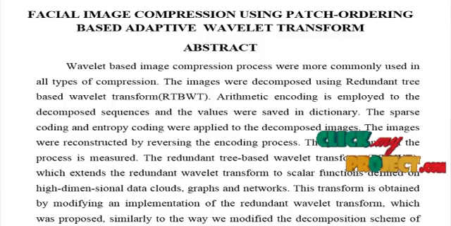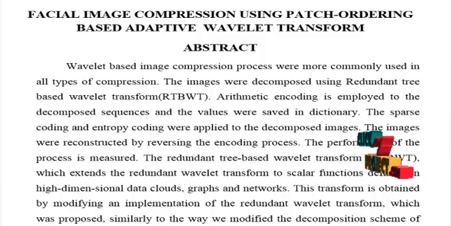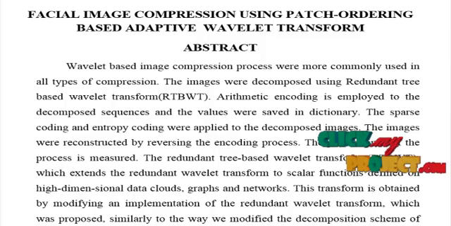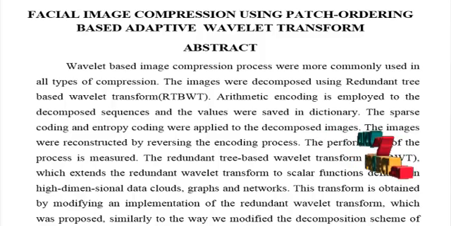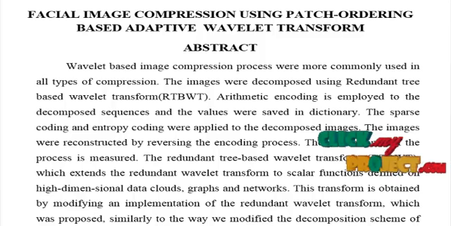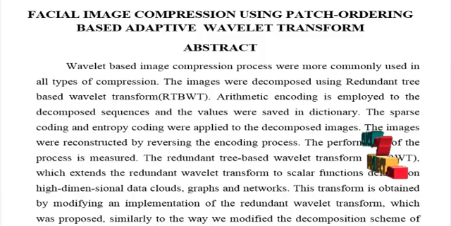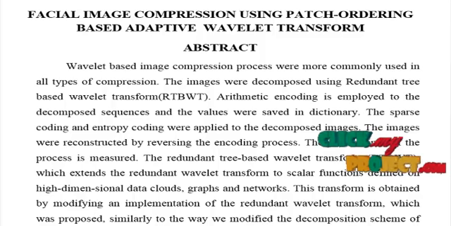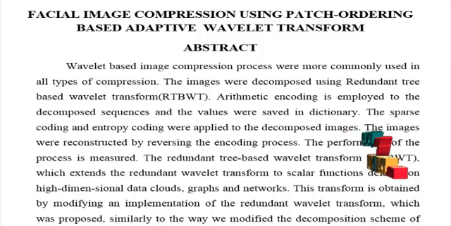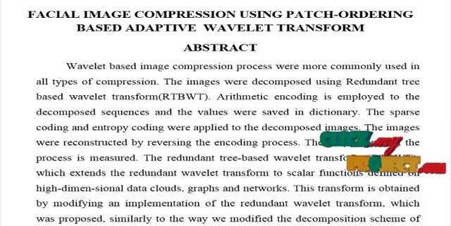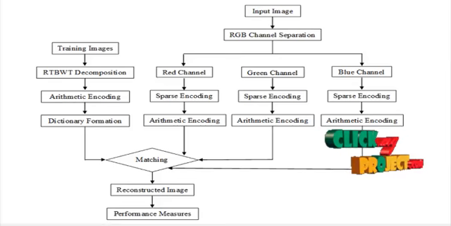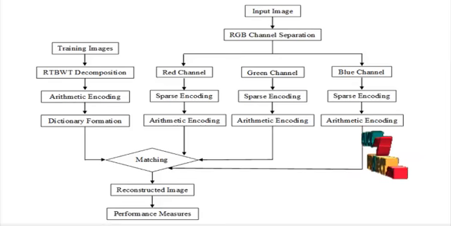After the decomposition using wavelet transformation, the encoding process is employed based on arithmetic encoding, and the images were reconstructed by means of dictionary construction from the images. The overall performance of the process is measured in terms of compression ratio. Let me see the flow of the process.